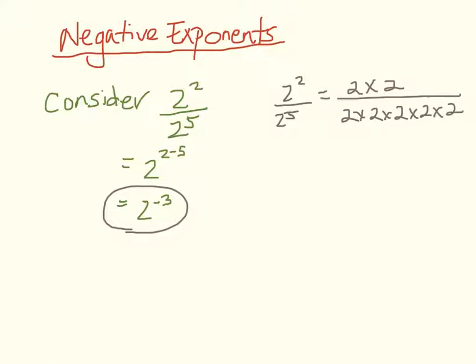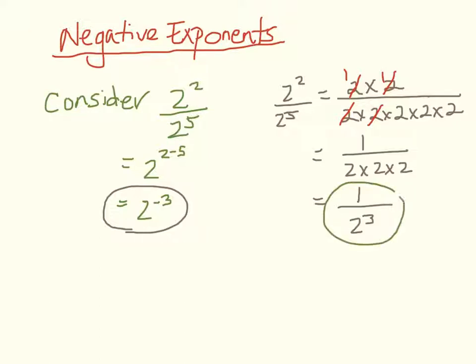Let's divide away some common factors. 2 divided by itself leaves us with 1. Another 2 divided by 2 leaves us with 1. So we'll notice that the final form here is we have 1 over 2 times 2 times 2. That's what we're left with. We could also write that as 1 over 2 cubed. So we've done the same question two different ways, and we got two slightly different presentations of our answer.